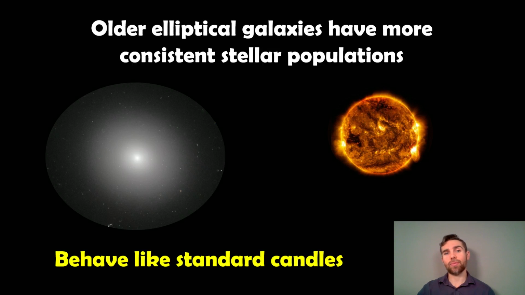Now, it works quite well for the older elliptical galaxies. These are more elliptical shaped galaxies. They don't have the spiral arms. They are not disc-like, they're more spherical or ellipsoid in shape. These have a more consistent stellar population. So from one elliptical galaxy to the next, their stellar populations are more comparable to one another. And because of that, they behave more like a standard candle.